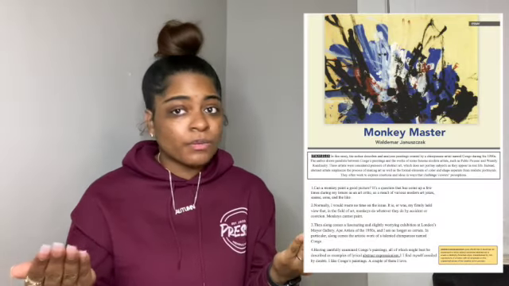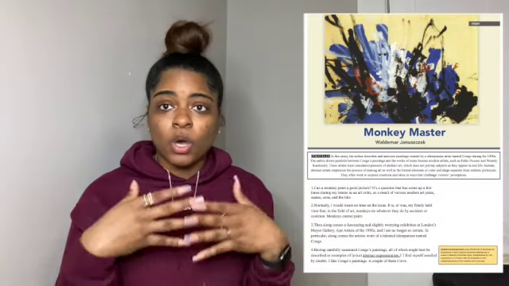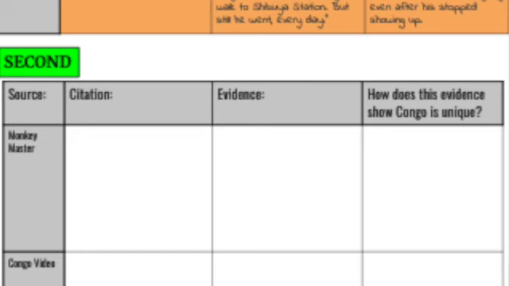Now, when you go to write your paragraphs, you're going to chunk all of this stuff together, okay? So it'll make more sense when we write that. But for now, you're doing the citation, evidence, and explaining your answer for each source. So the first source is Monkey Master. We've already read Monkey Master. So you just go through and find evidence to support why Congo was such a unique animal.